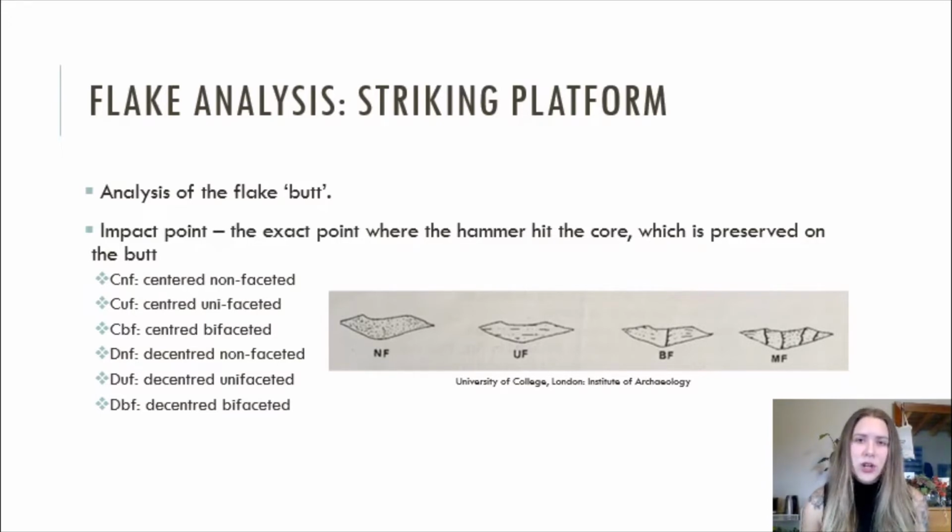In regard to striking platform, in addition to the stage of preparation or how many facets there are, it's also common to indicate if this strike was centered or decentered, meaning that if it's centered, it would appear in the middle of the flake, whereas if it were decentered, it would be off to the side. And so there are several different classifications: centered non-faceted, centered unifaceted, centered bifaceted, decentered non-faceted, decentered unifaceted, and decentered bifaceted.